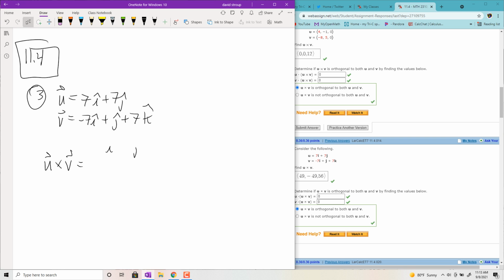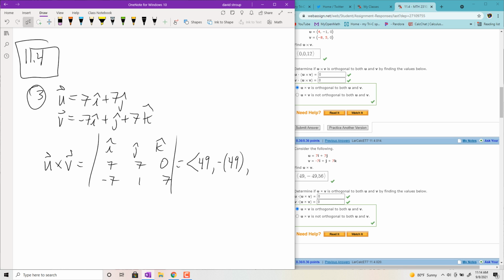So the i, j, k. 7, 7, 0, negative 7, 1, 7. And then you cover up the first one, so you get 49 minus 0. It's 49. The second guy, 49 minus 0 again. So it'll just be 49.